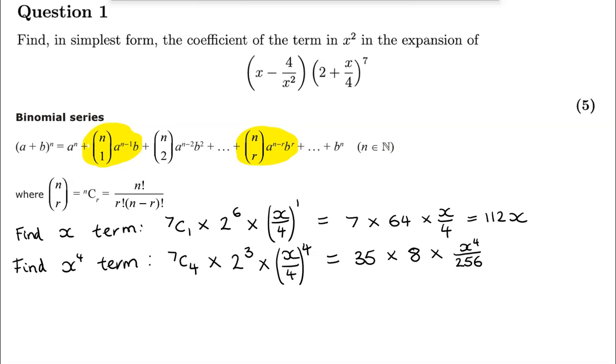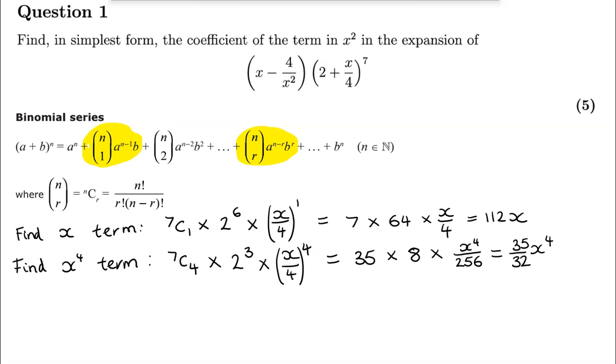So you're going to do the top and the bottom of that fraction to the power of 4. So x to the power of 4 and 256 on the bottom there. And then just work that all out and you get 35 over 32 x to the power of 4. And that's our x to the power of 4 term now. So now what we can do is work out what our x squared term is going to be when we expand the whole thing. As I mentioned at the start, if you were to fully expand the whole thing, you'd have your constant, your x term, your x squared term, all the way up to x to the power of 7. But we don't need to do all that.